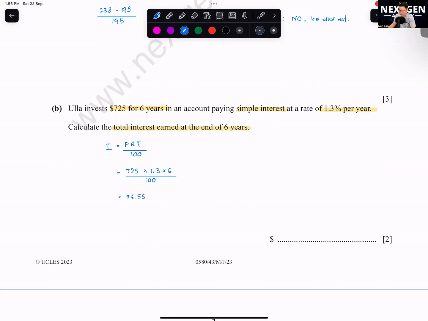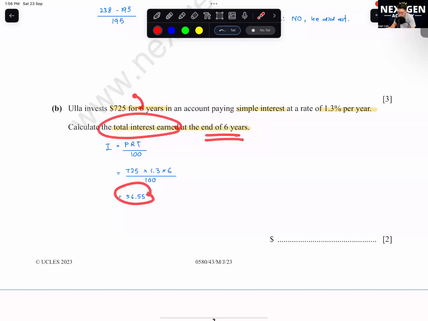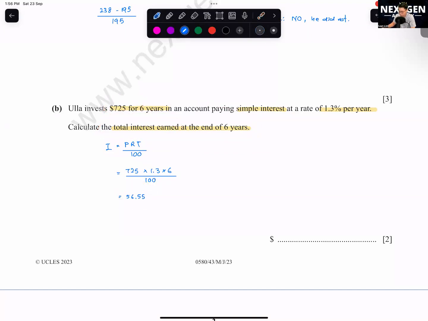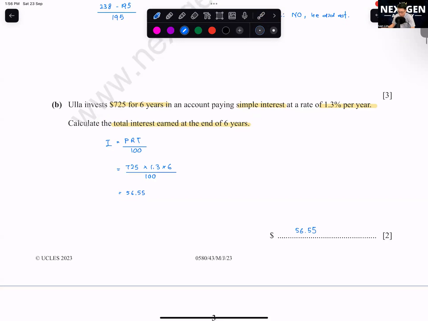You will get 56.55. Do I need to add the original value back to answer this question? No need, because the question only says total interest earned. That means how much interest, how much profit, he earned after 6 years. But if the question says calculate how much Ula has at the end of 6 years, then you need to add 725 to this value. So take note of the sentence. They always like to ask this one. Same goes for compound interest questions also.